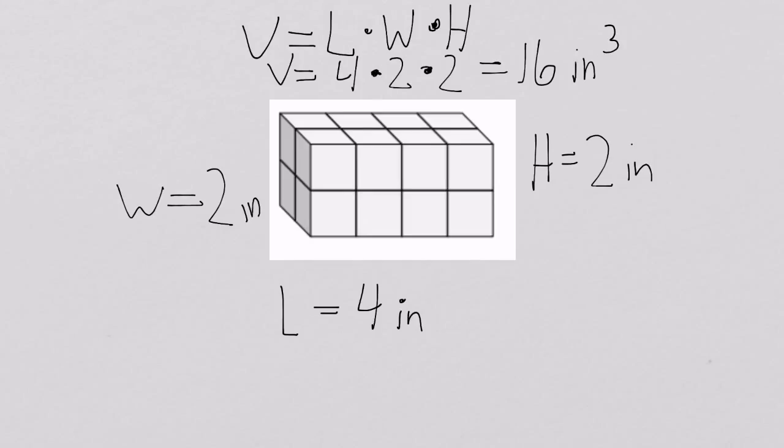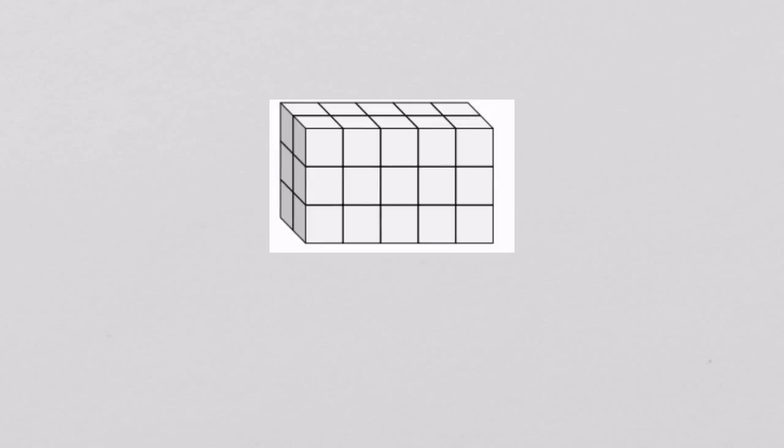Let's try another one. Take a look at our rectangular prism now. Try to figure out its length, and remember, length is going from left to right. So what is the length? Well, if you counted up the cubes, you would have counted to 5. So we're going to say that our length is 5 inches.